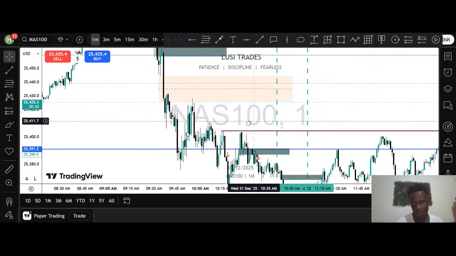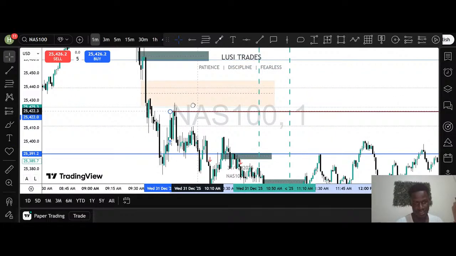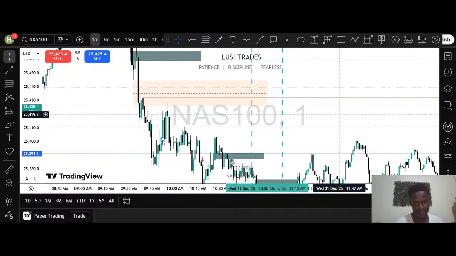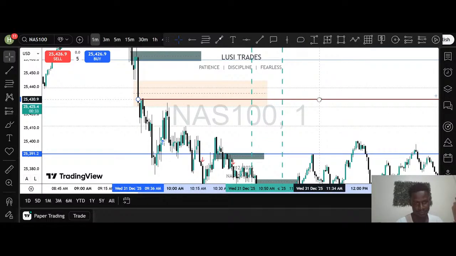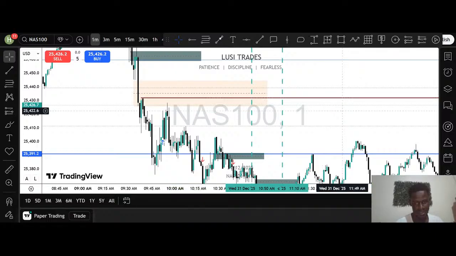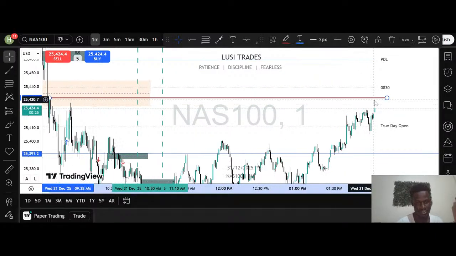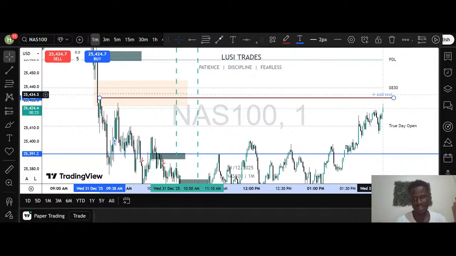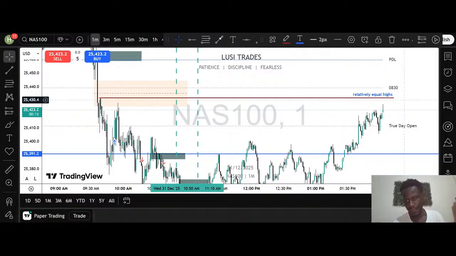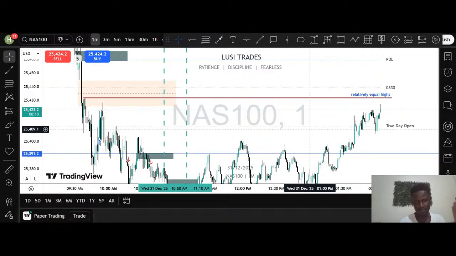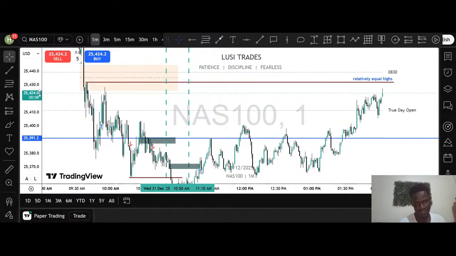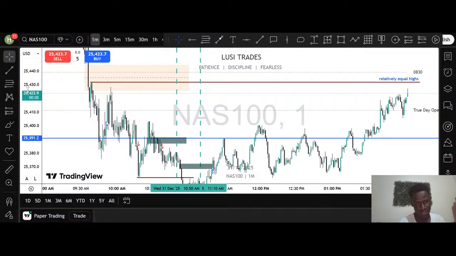Right now we are having these relatively equal highs here. So I want to see if price can tap that level, because that's the level we are coming to right now. Let me just highlight these as relatively equal highs. Can price really trade into and take out these relatively equal highs that we have there?